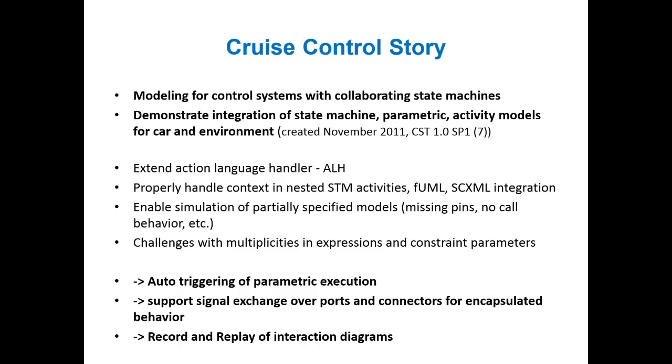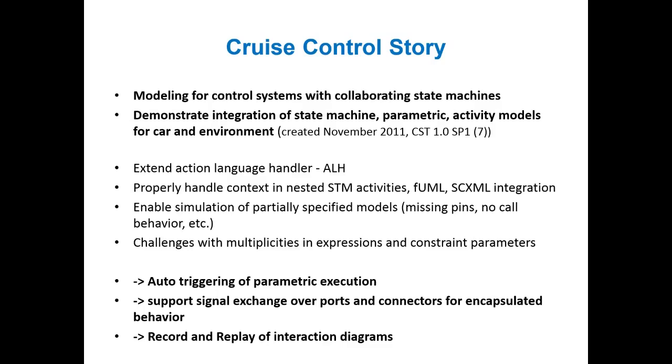The next step in the simulation story is the cruise control story. At some point, I wanted to know how the different behavioral models of UML play together. Because I had to build a control system and needed collaborating state machines, I wanted to model that. So I looked into integrating state machines, parametric models, and activity models, in that case for just an example: a car environment, a cruise control system for a car. That dates back to November 2011, but it provided a lot of insights on how these things can work together efficiently.